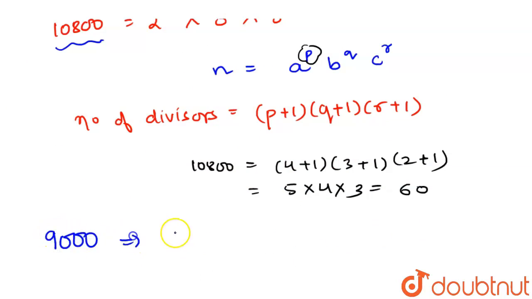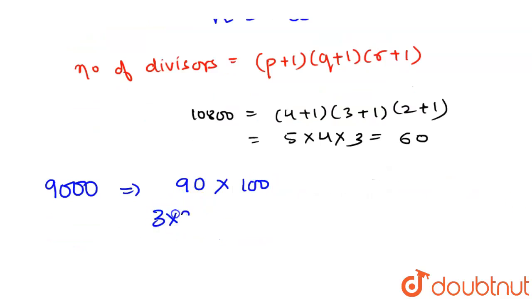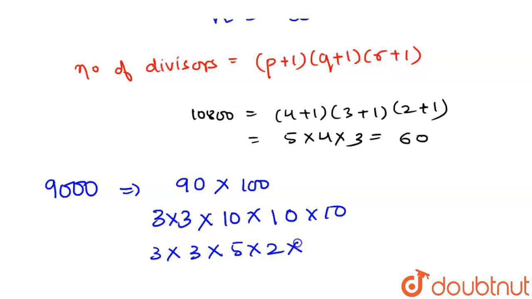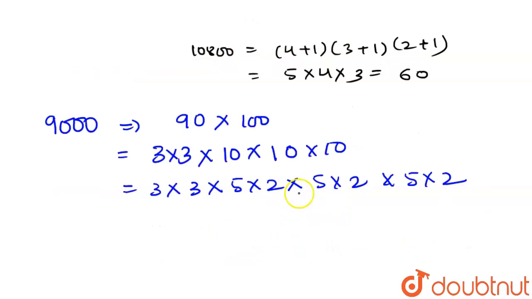9,000 can be written as 90 into 100, right? 90 can be written as 3 into 3, which is 9, and we are left with 10. 100 can be written as 10 into 10. We cannot divide 3 further, so 3 into 3 into 5 into 2. Then for 10 we write 5 into 2, then again 10, so we write 5 into 2. Now all the numbers are prime and cannot be divided further. 3 is repeating 2 times, so 3 to the power 2. 5 is repeating 3 times, so 5 to the power 3, and 2 is repeating 3 times, so 2 to the power 3. That is what the factors of 9,000 are.